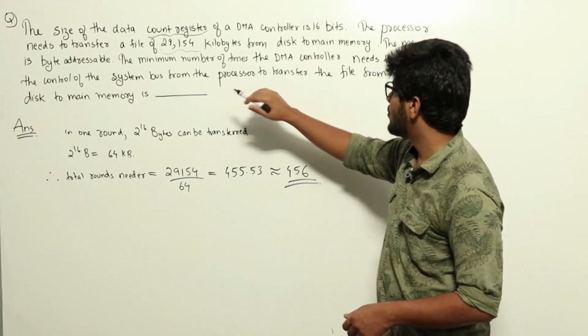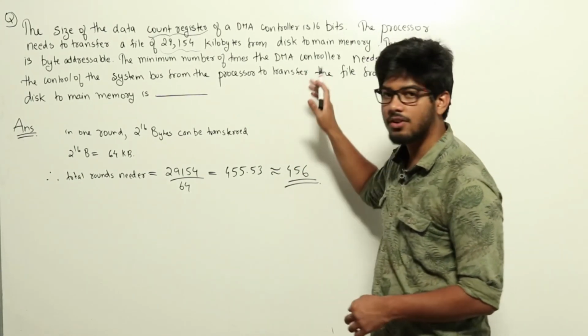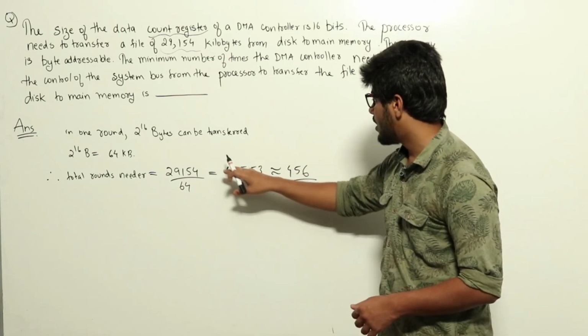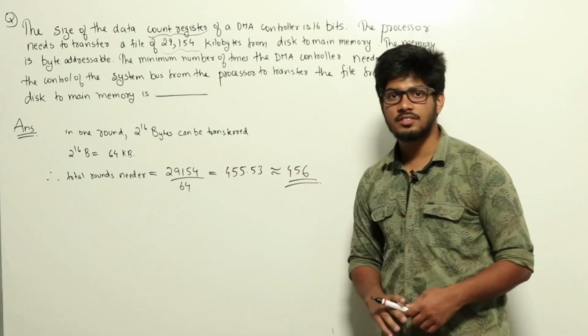Now they are asking how many times the DMA controller needs control, right? So that should be an integer, so it should be the upper value of this, that is 456. That's the answer.